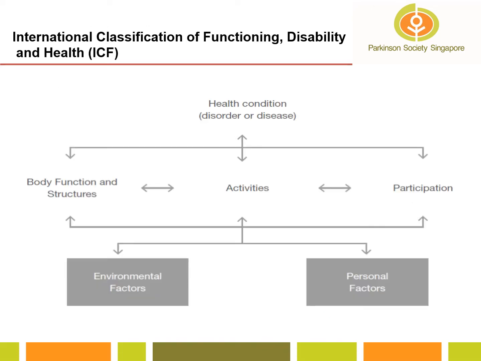Next, we will be looking at the activities of the ICF model. In this, we are looking at the ability to execute the task or the action, and we are looking at activity as a whole task, and not into specific individual structures or body function. So when a client has a problem executing certain activity, we will call it an activity limitation.